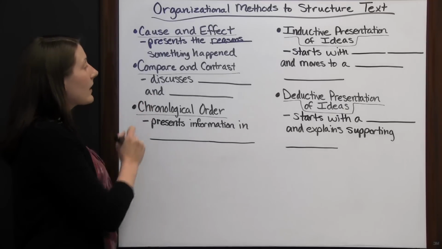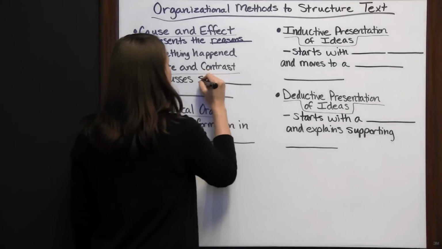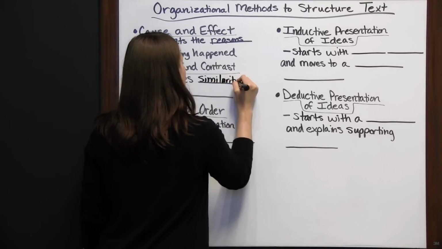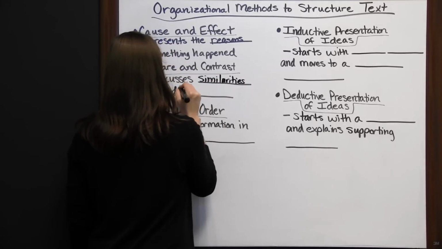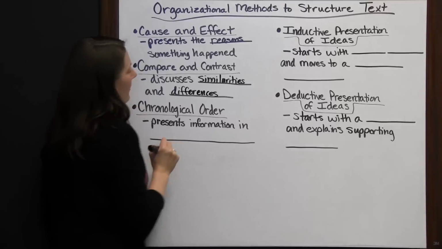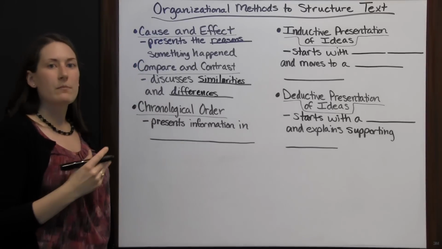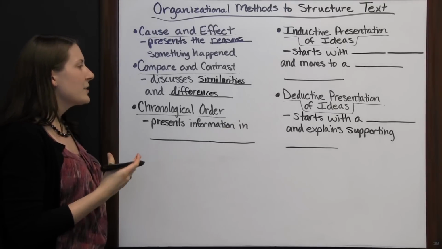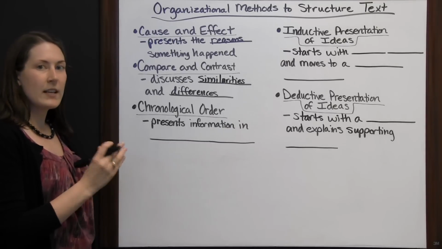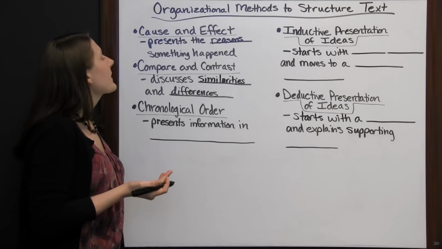Compare and contrast writing discusses similarities and differences. It's going to say how two things are alike and how they are different. And these may also come across as pro and con pieces, where it gives you the pros of two things and the cons of two things.